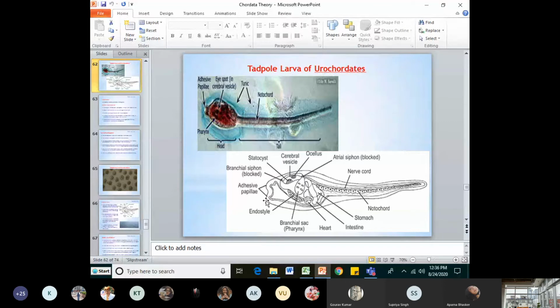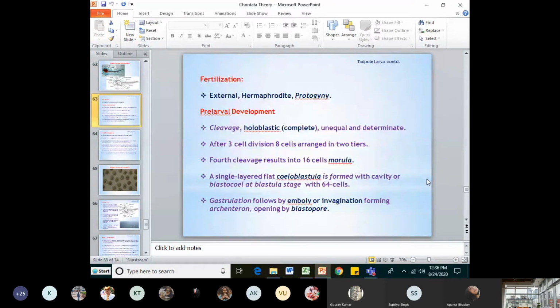Then you can see the adhesive papilla. So these adhesive papillae are used for anchoring with the substratum. So this is about the head region. Then there is a heart as well. Then intestine and stomach. So these structures are associated with the head region. They remain confined in the head region. Then the tail region has the notochord and nerve cord, and the entire body is covered by tunic.